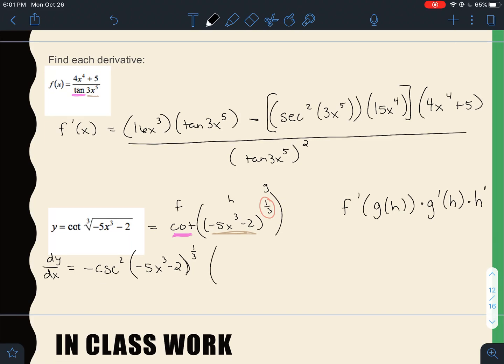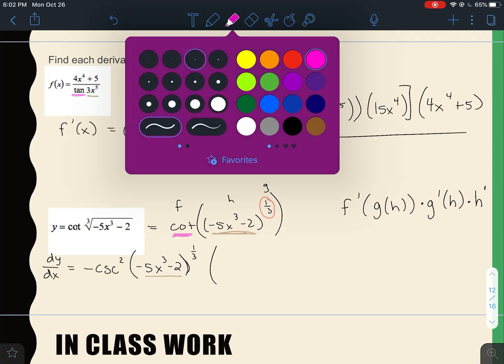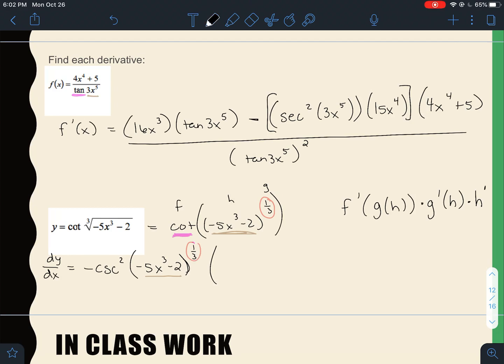So I took the derivative of the most outside. I left the inside alone. Now I need to take the derivative of this. Well, I've got negative 5x to the third minus 2, and then its outside function is the 1/3. Well, if I want to take the derivative of something to the 1/3 power, it'll be 1/3, leave the inside alone, (negative 5x to the third minus 2), and then to the negative 2/3 power. So now I took the derivative of the 1/3 power piece, left the inside alone, and then I take the derivative of the most inside function, negative 15x squared. And that's going to be my answer.